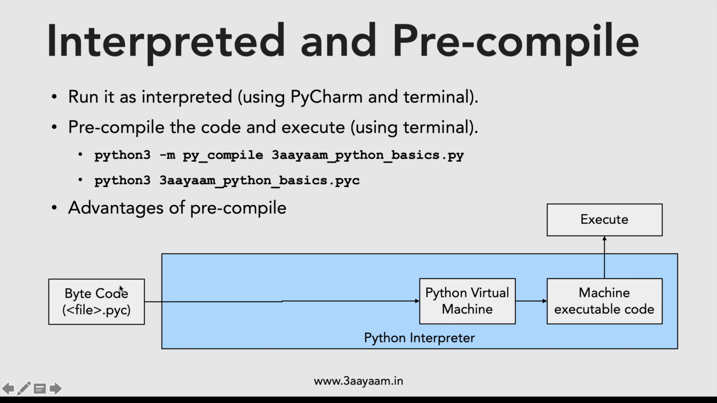So as you can see, a lot of steps are skipped by the Python interpreter. The bytecode is already there, and there's only one step. The bytecode will go to the Python virtual machine and then create the executable code. So obviously it makes it faster. Let's go ahead and take a look at how we can run Python as an interpreted language, and as a pre-compiled or compiled language also.